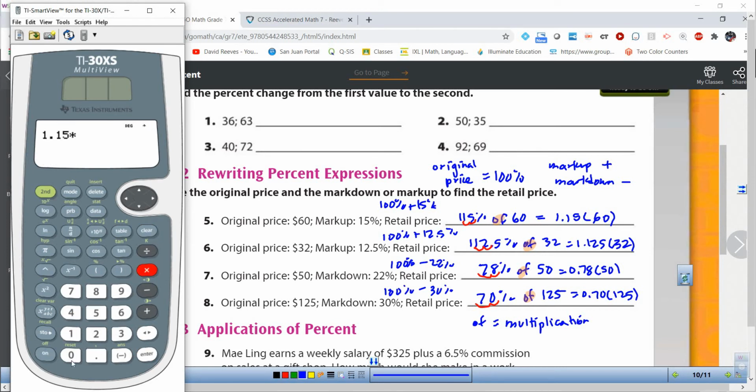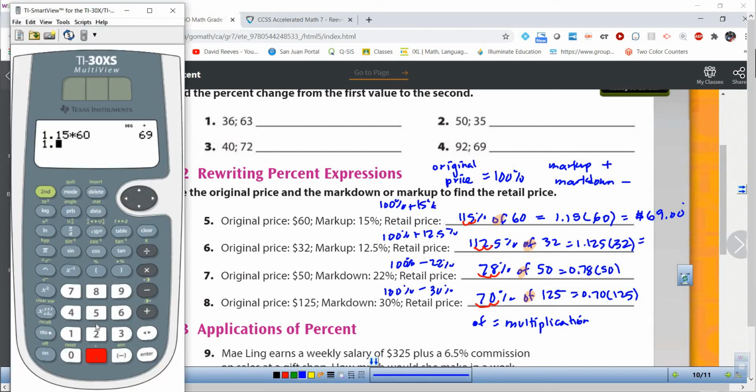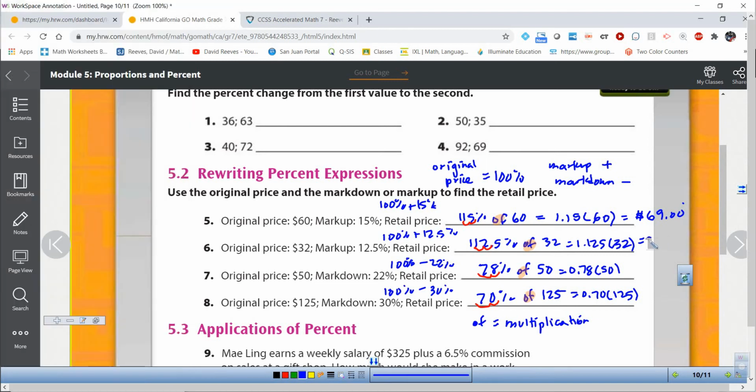1.15 times 60. And what do I get? I get $69. Now remember, this is money, so I'm going to put a dollar sign and 69. If I put a decimal, 2 decimal places, right? $69. Since it doesn't have any cents attached, you can write it with or without. But if you write it with, you must go 2 decimal places, and you must put a dollar sign at the beginning. All right, what about this one? What about 1.125, 112.5% of 32? When we multiply those, we get $36.